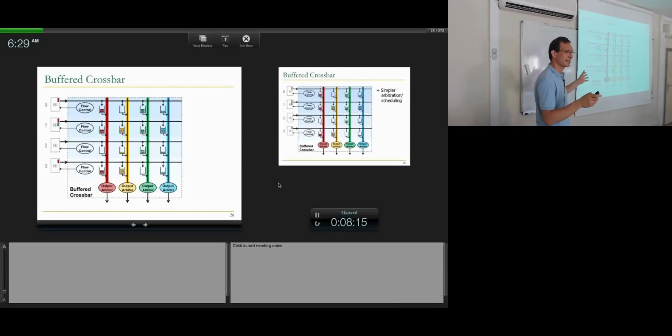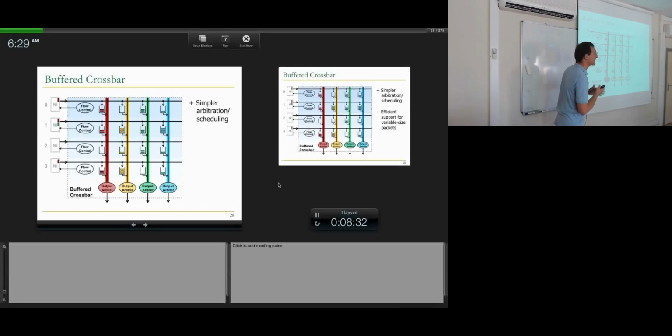Okay? I'm going through this very quickly because these are basic concepts. You can learn more about the design of the buffered crossbar later on. We're going to go into buffering choices very soon in a generic router, not necessarily a crossbar, but more of a generic router that does route, a generic switch, if you will. Okay, so with buffering, actually, you get simpler arbitration. We're going to cover this again.